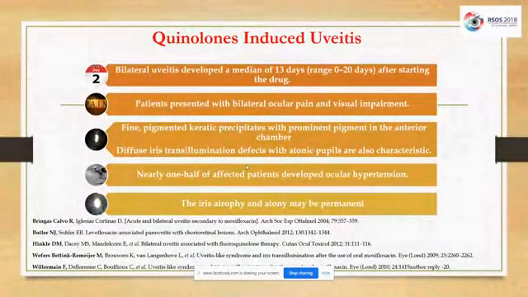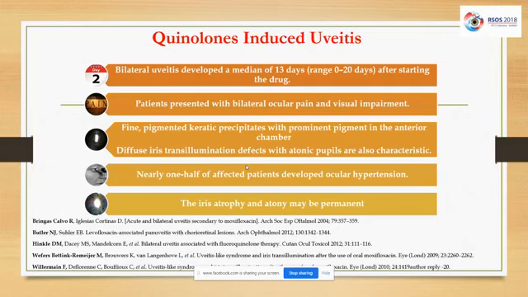Quinolone-induced uveitis in those reported cases is usually bilateral, with a median duration of 13 days after starting the drug, and the patient presents with bilateral ocular pain and visual impairment. Usually, there are fine pigmented keratic precipitates with prominent pigment in the anterior chamber, and there is diffuse iris transillumination. Defects with atonic pupils are also characteristic.